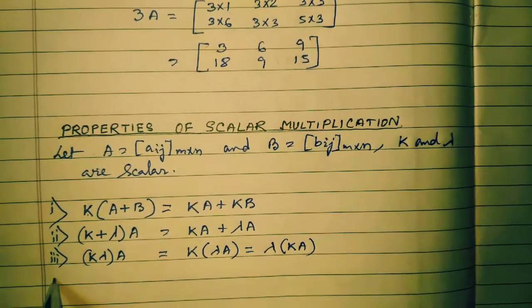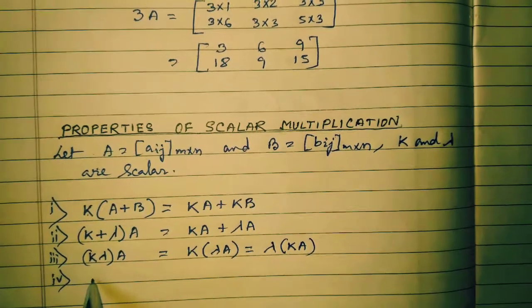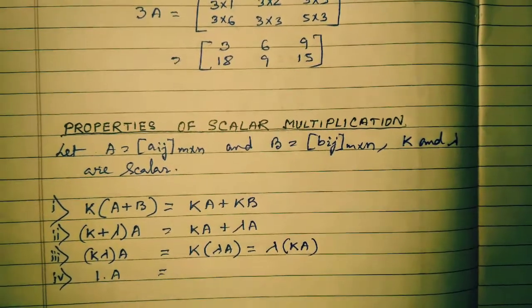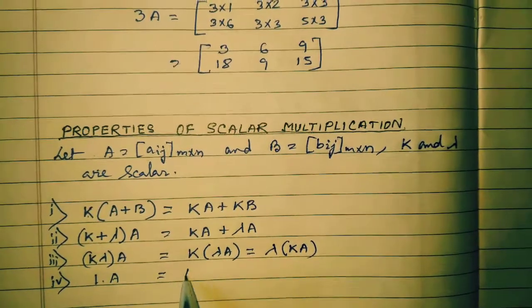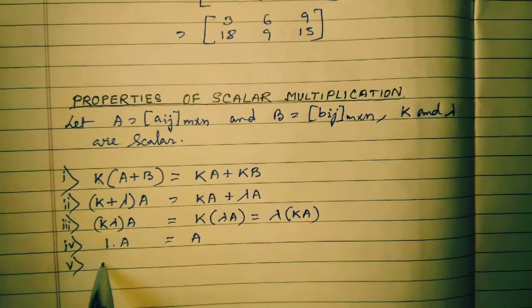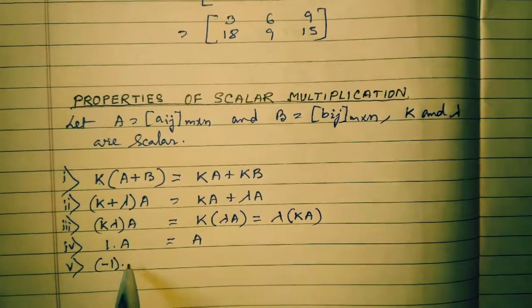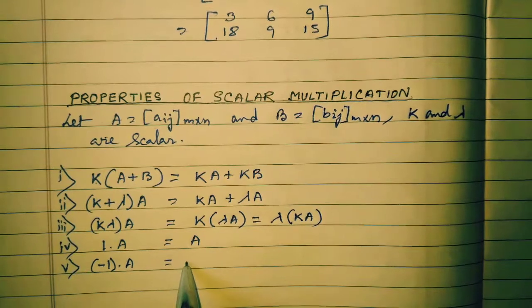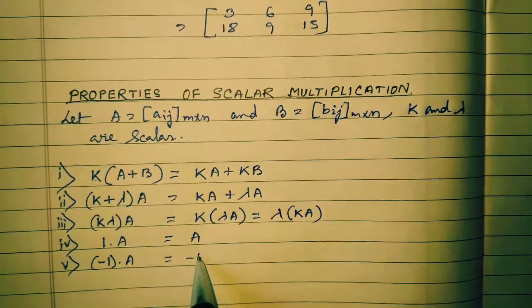Clear? The fourth property is what? Suppose you multiply by 1, where 1 is the scalar, then there will be no change in the matrix. Fifth, if you multiply by minus 1, where minus 1 is the scalar given over here, then what do we get?